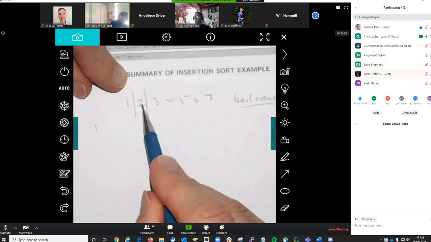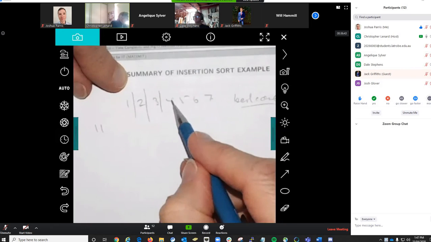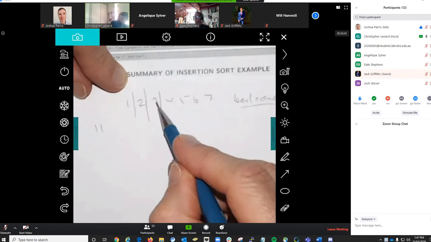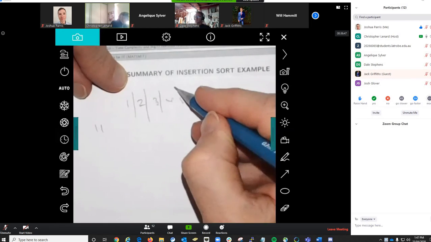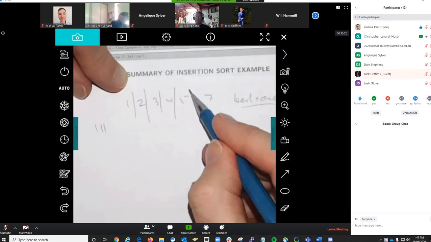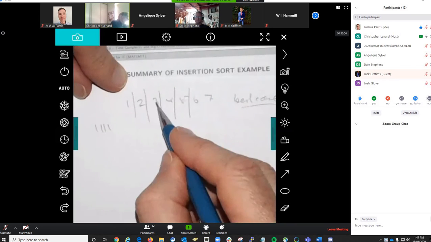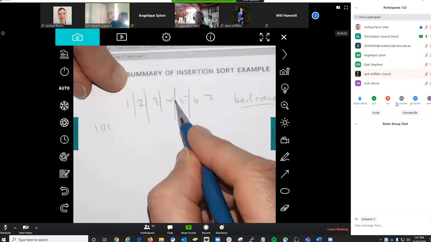3 is bigger than 2, so that's another comparison. Then 4 with 3, okay, 4 is bigger than 3, so you know where it goes. That's another comparison. 5 with 4, well, you know where it goes. So once you've compared 5 with 4, you don't have to compare it with 3. You know that 5 fits after 4.